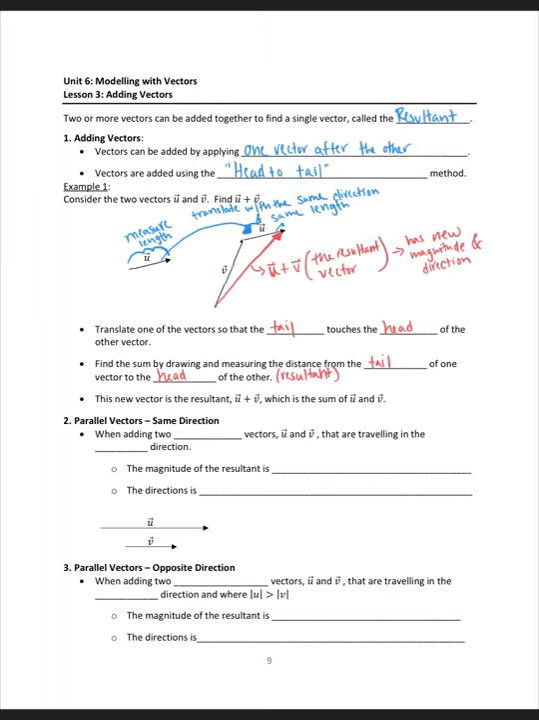So let's look at different kinds of vectors. So if we have parallel vectors, so remember parallel vectors are going to move in the same direction. So when you're adding two parallel vectors that are traveling in the same direction because they are parallel, the magnitude of the resultant vector, u plus v, is equal to the sum of the absolute values of each of those vectors.